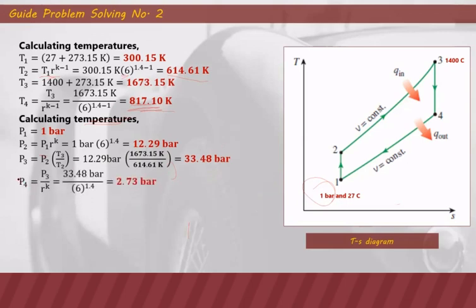And then finally, at point 4, we can use the isentropic relationship between pressure and the volume, or the compression ratio. That's why we have 2.73 bar. So these are the temperatures and pressures at the salient points. It is important to get them for us to get the other unknowns.